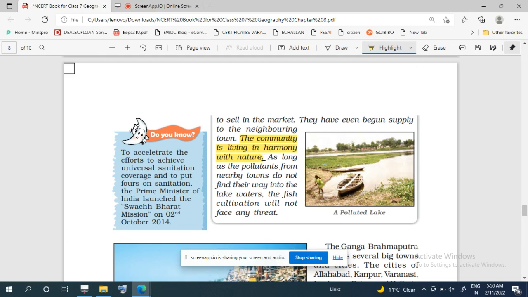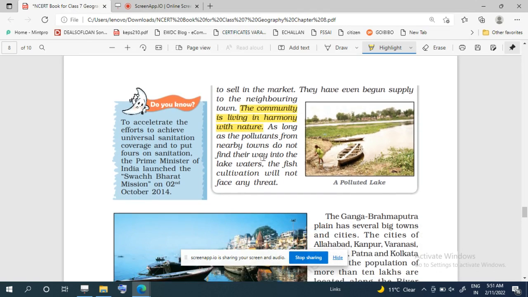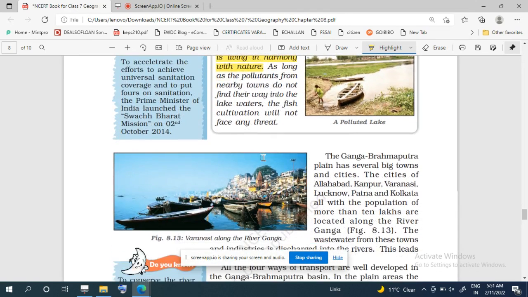But it may happen that in future the river may get polluted, because the pollutants from nearby towns may make their way into the lake water. And the lake water will become so dirty that it will not be suitable for the cultivation of fish. It may happen, but right now they are happy because there is harmony between the nature and the people.